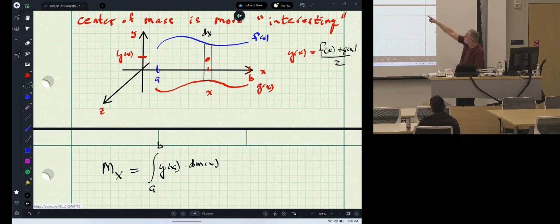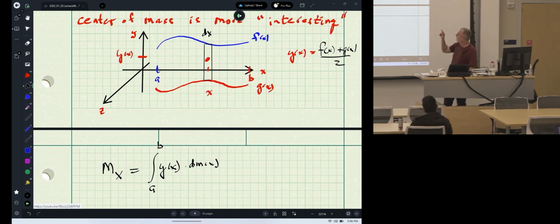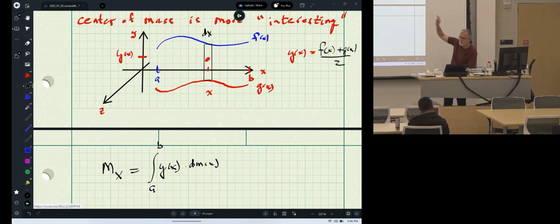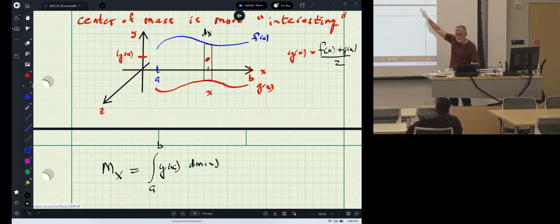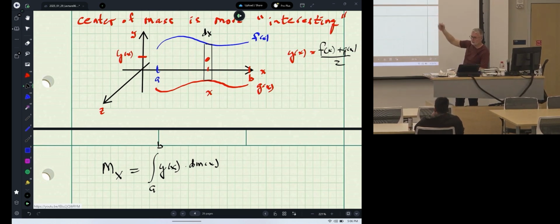If that red dot were exactly on the x-axis, then it would balance and it wouldn't want to rotate at all. If the red dot is above the x-axis, it wants to fall in that direction, and if it's below the x-axis, it wants to fall in the other direction.